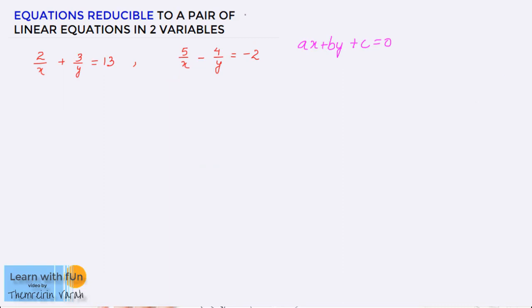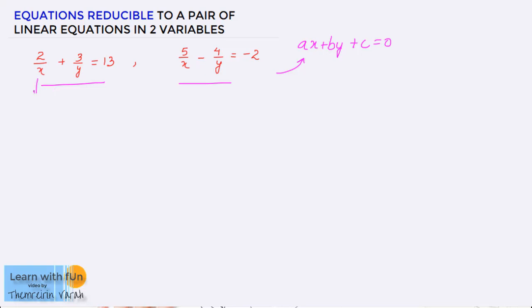Let's get started. Equations reducible to a pair of linear equations in two variables. These equations are not in the form of ax plus by plus c is equal to 0, so we reduce them to a pair of linear equations in two variables.